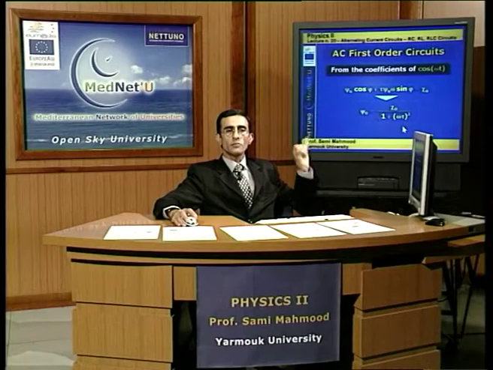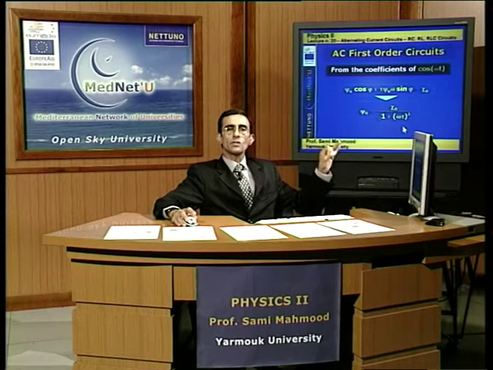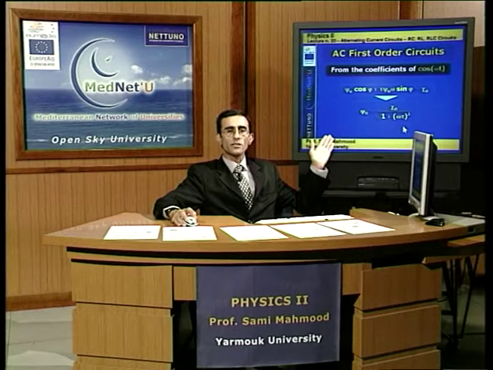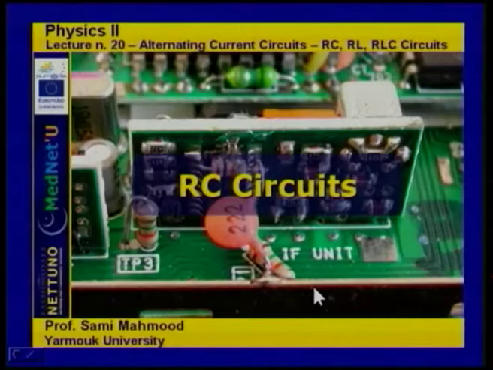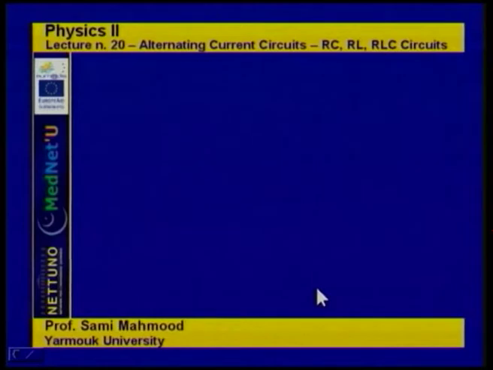Now we have determined psi naught, we have determined phi. That means the solution is fully determined. That's the solution. And now we apply this solution to the special case, because this is a general solution regardless of what type of circuit we have. We are solving the general equation. Now apply this solution to the RC circuit, for example.